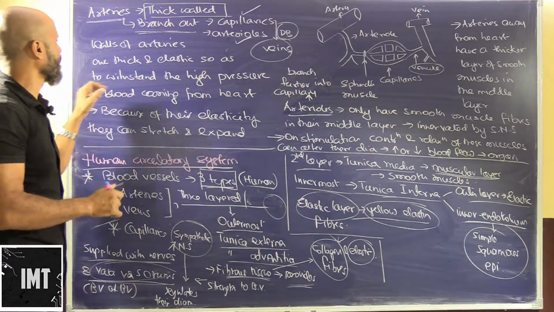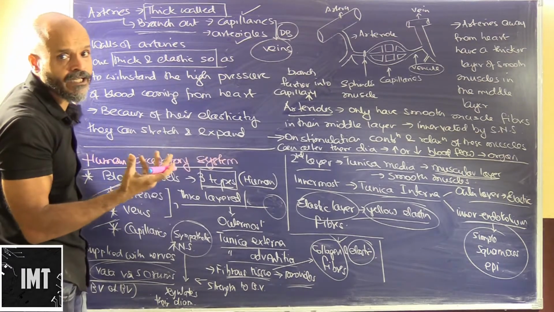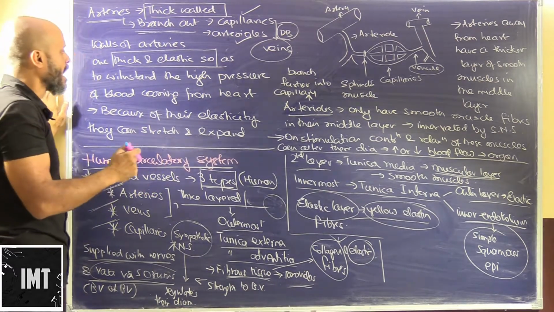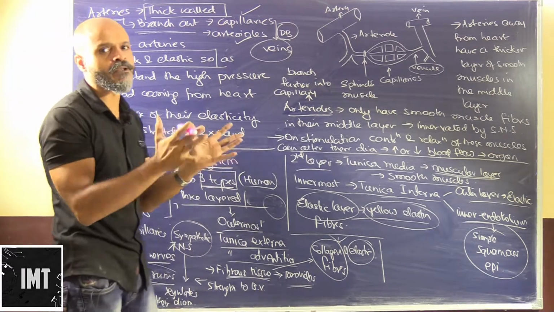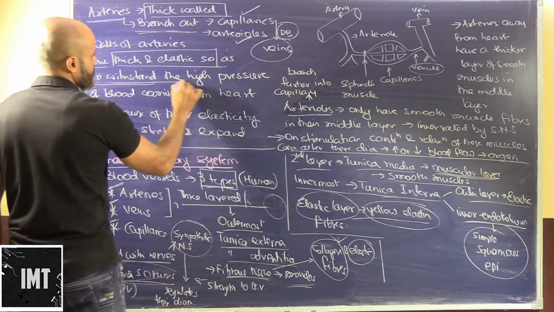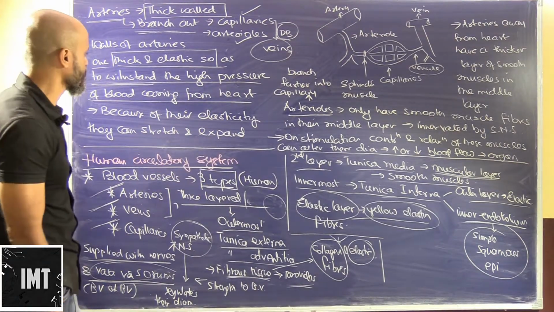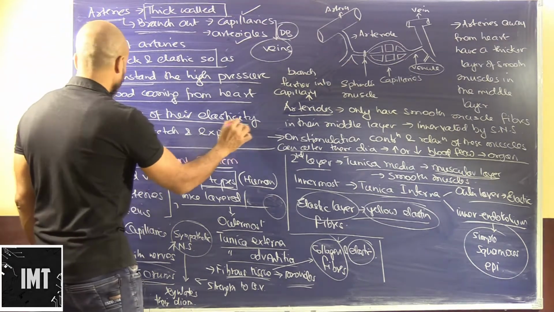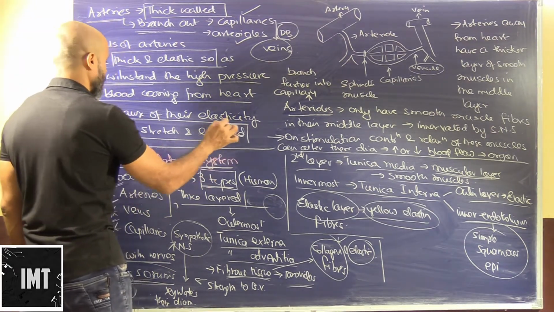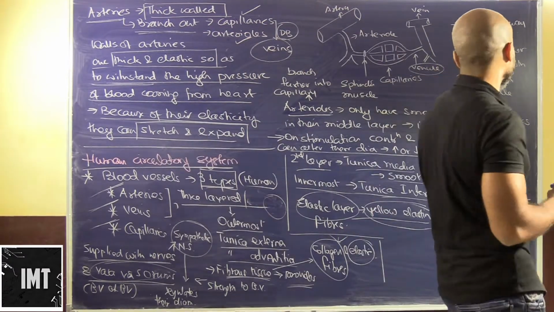The walls of the arteries are generally thick and elastic because they have to accommodate the high pressure generated from the heart. The heart is continuously pumping blood, so they have to withstand the high pressure of blood coming from the heart. Because of their elasticity, they can stretch and expand.